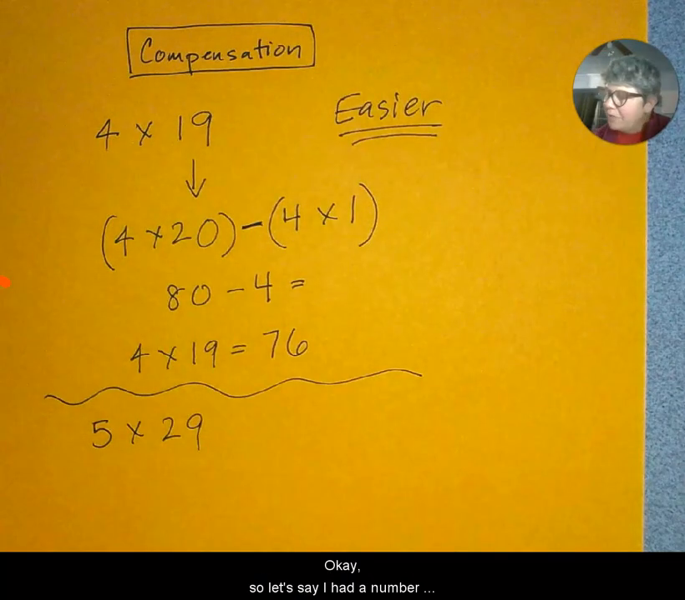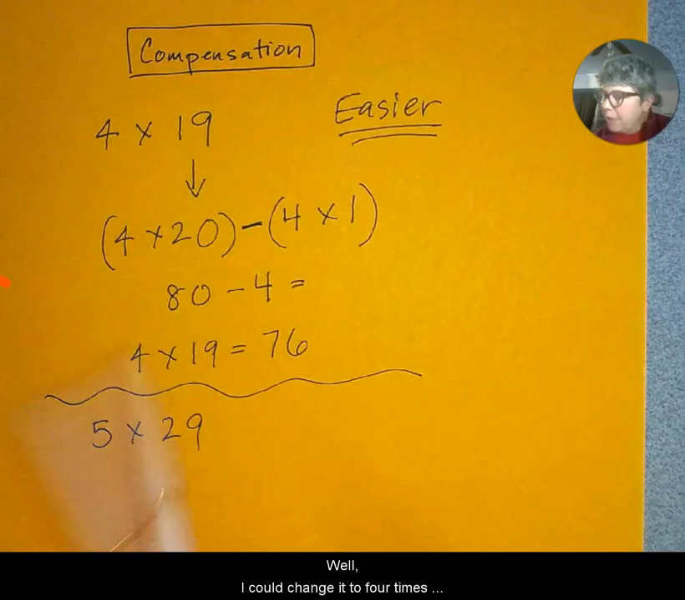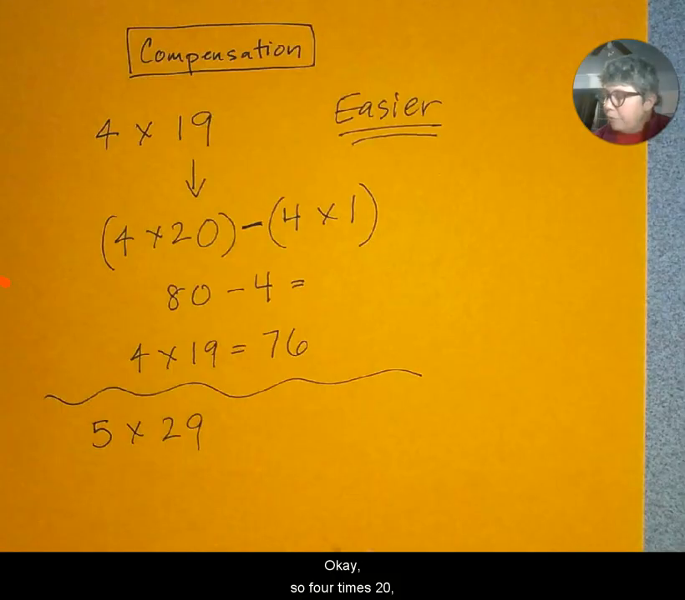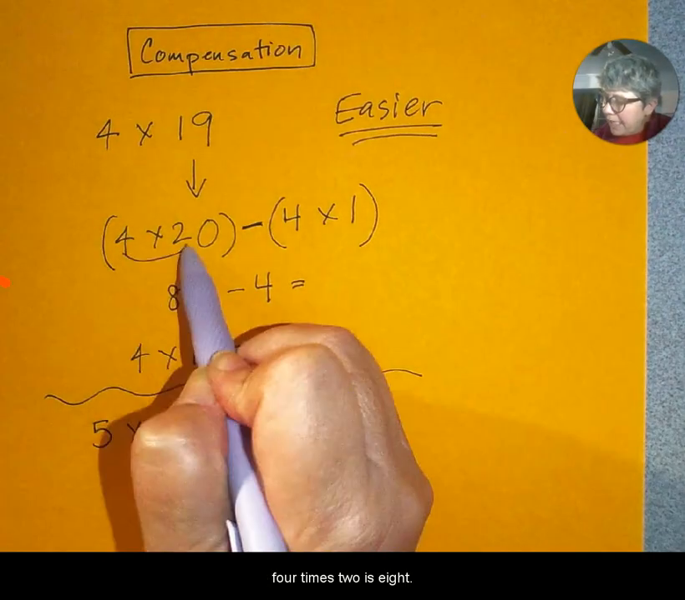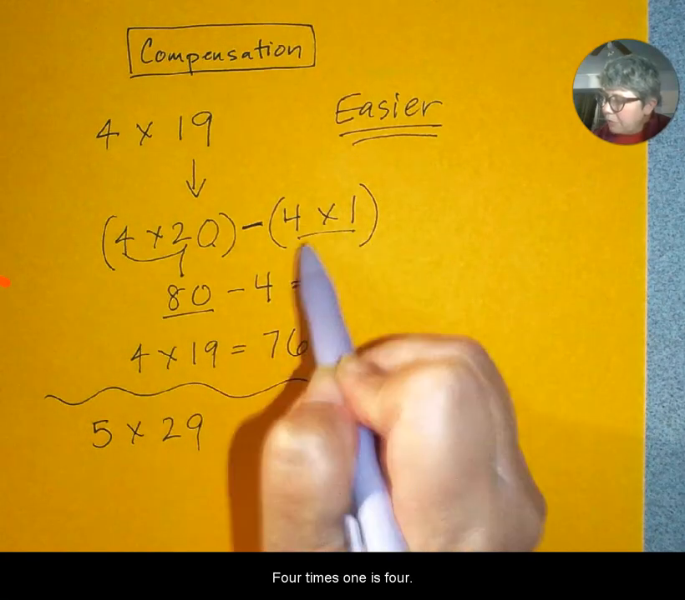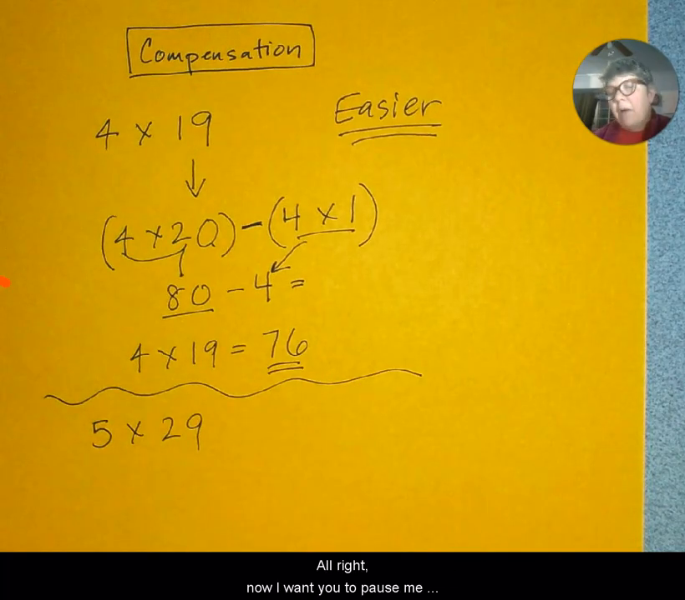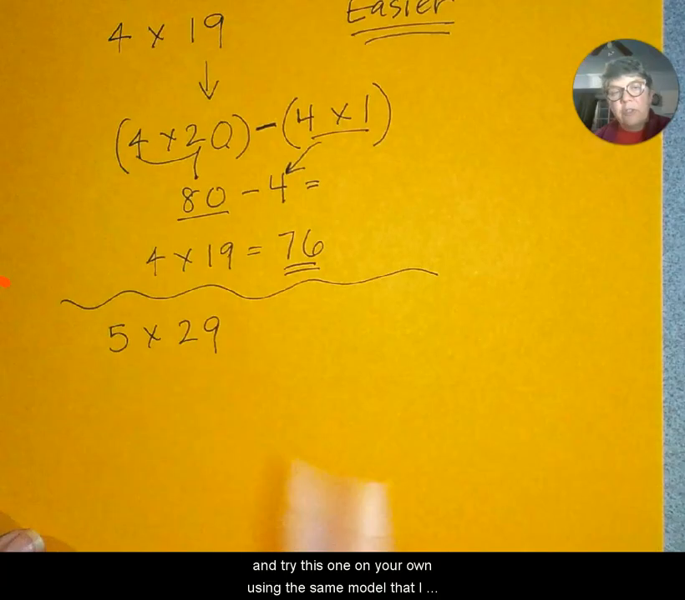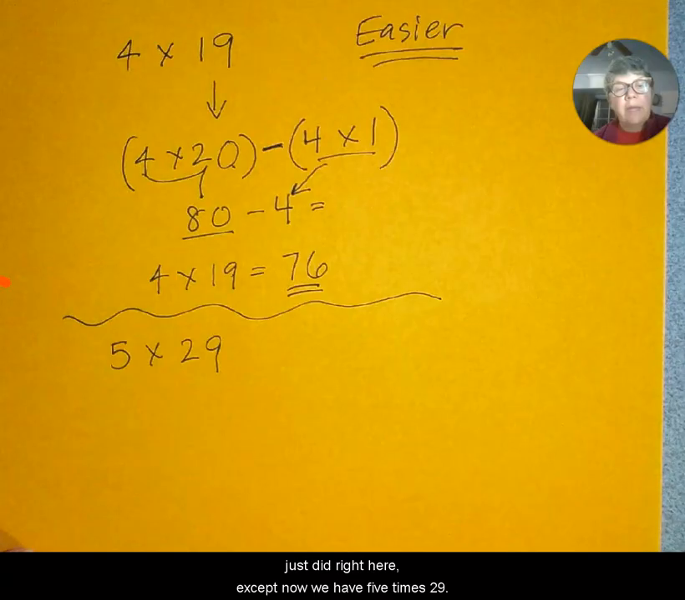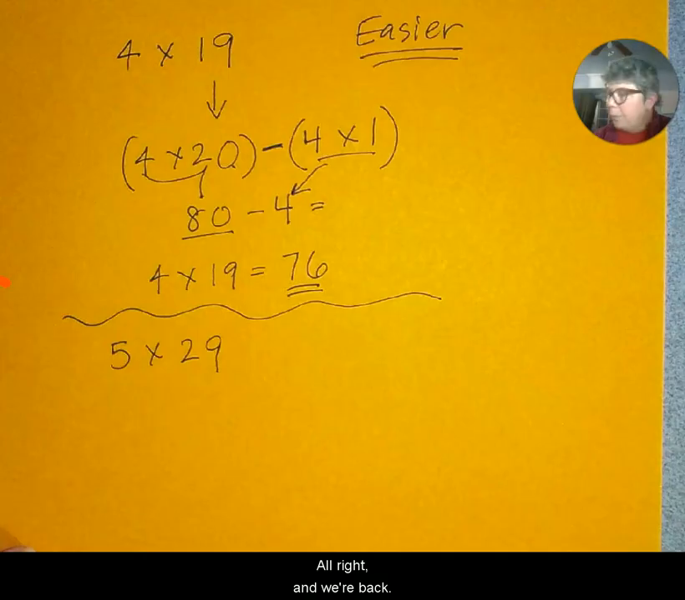Okay, so let's say I had a number like 4 times 19. Well, I could change it to 4 times 20 and then subtract 4 times 1. Okay, so 4 times 20, 4 times 2 is 8. Bring the 0 along. 4 times 20 is 80. 4 times 1 is 4. Then I just subtract that and I get 76. All right, now I want you to pause me and try this one on your own using the same model that I just did right here, except now we have 5 times 29. Okay, pause me. All right, and we're back.